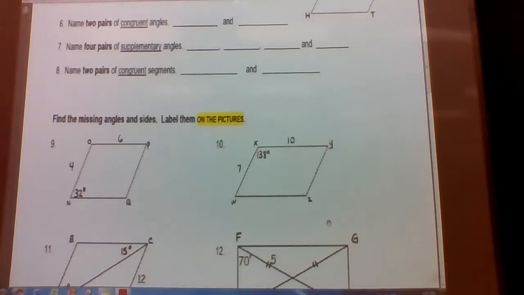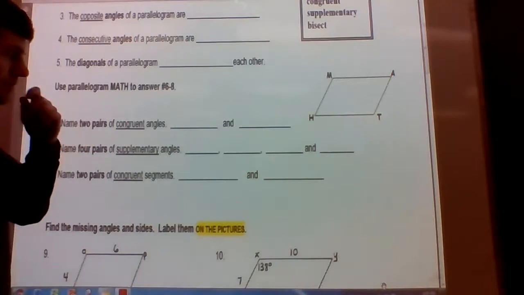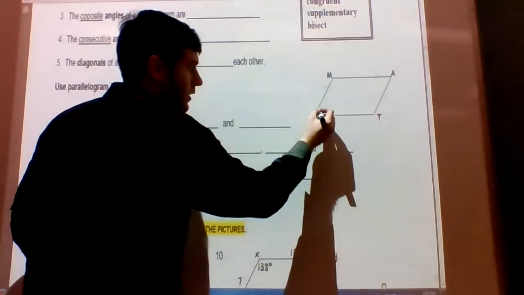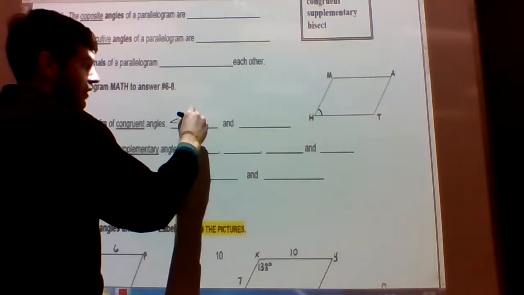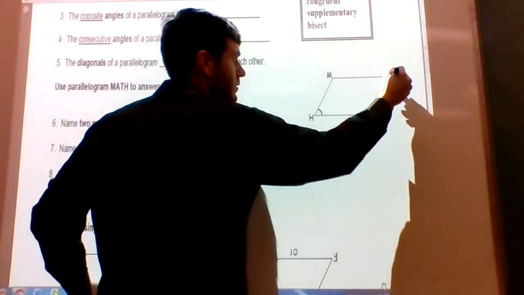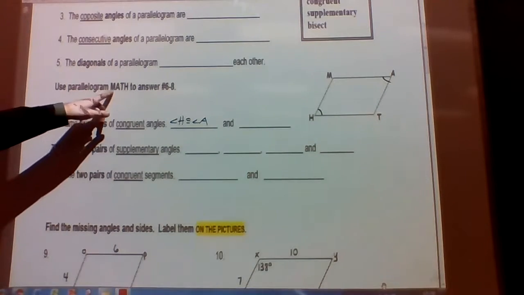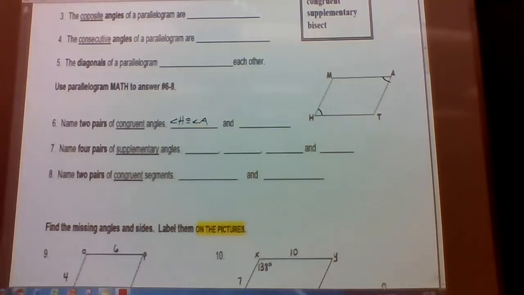We got a few more on there. Name 2 pairs of congruent angles. So we're going from the diagram that we have here. We either have opposite angles or consecutive angles, and we know opposite angles are congruent. So let's start with angle H. What angle is opposite angle H? That's going to be angle A. It's on the opposite side. So angle H is going to be congruent to angle A, because it's telling us that MATH is a parallelogram.